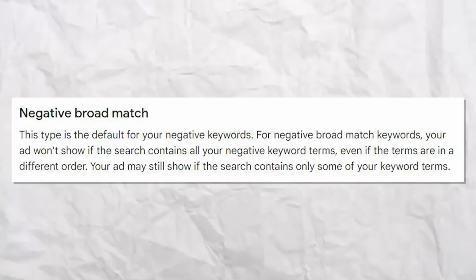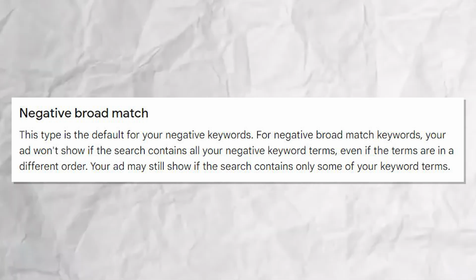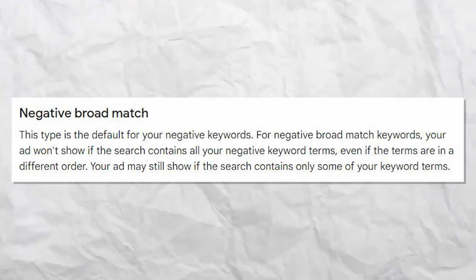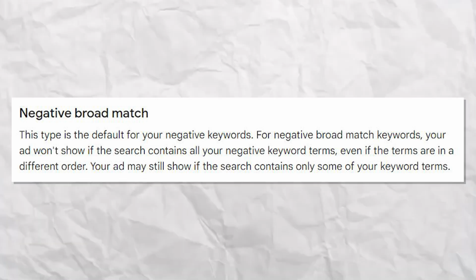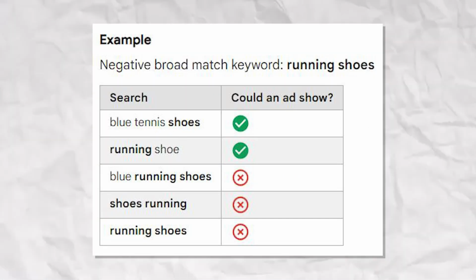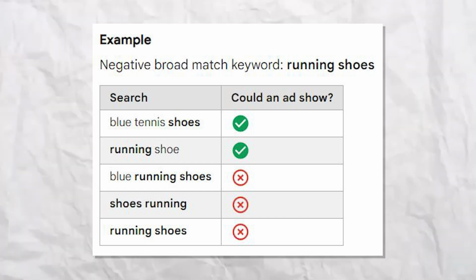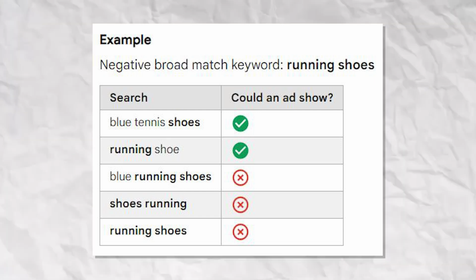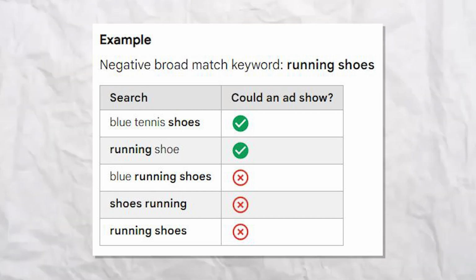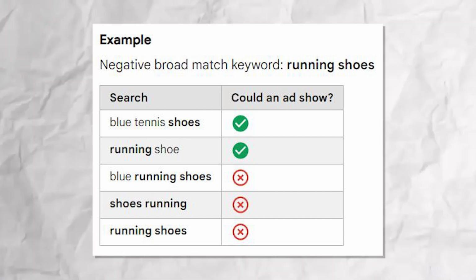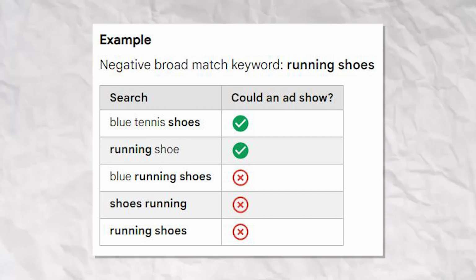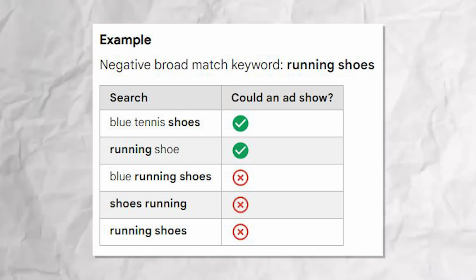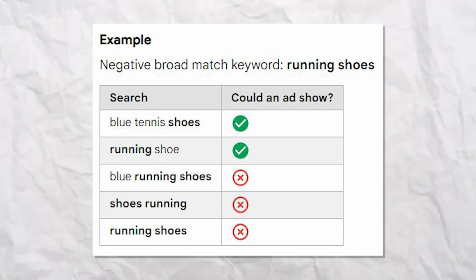For negative broad match keywords, your ad won't show if the search contains all your negative keyword terms, even if the terms are in a different order. Your ad may still show if the search contains only some of your keyword terms. For example, if your negative broad match keyword is running shoes, your ad would show for searches like blue tennis shoes or running shoe, as it does not contain all your negative keyword terms. But for searches like blue running shoes, shoes running, or running shoes, your ad wouldn't show. Note that shoe and shoes are considered by Google to be different keyword terms.